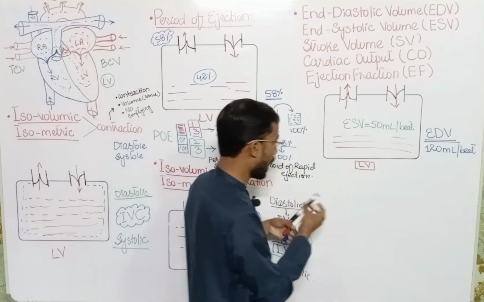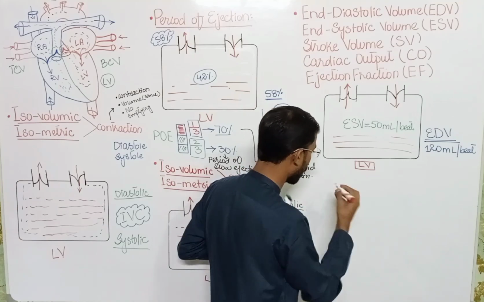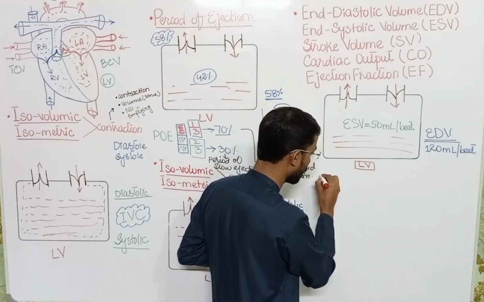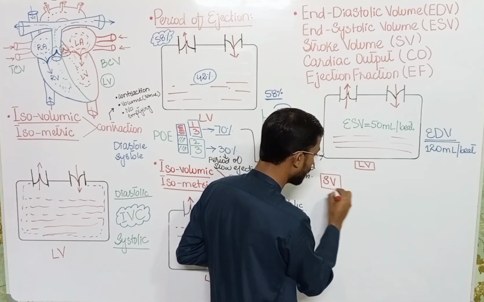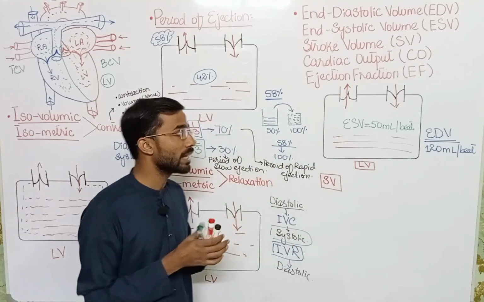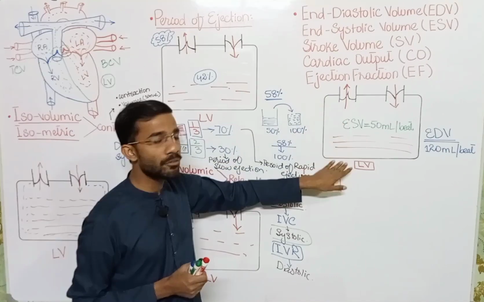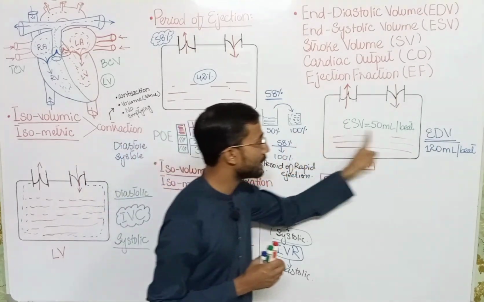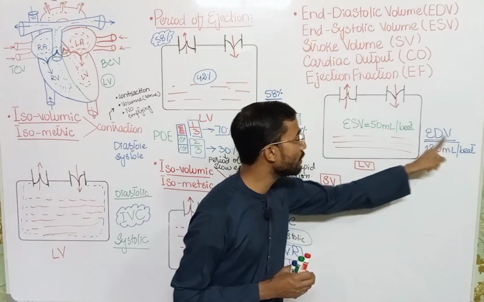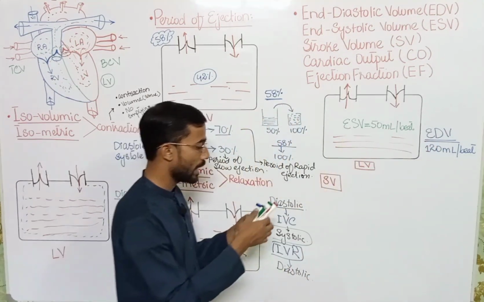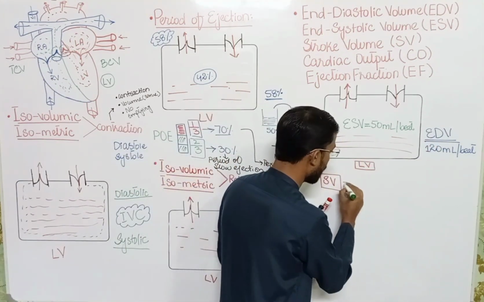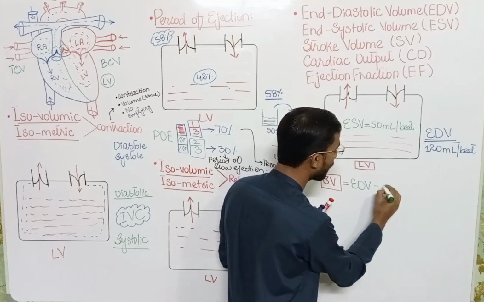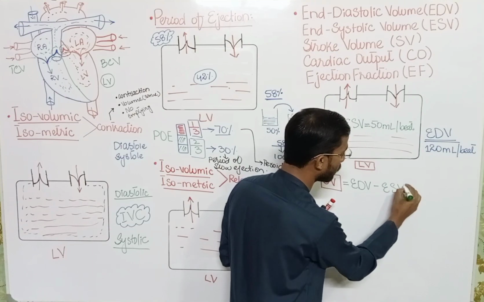So I say that the stroke volume is the volume that is ejecting from the left ventricle in one beat. I can calculate stroke volume from these two, EDV and ESV. So here is the formula: end diastolic volume minus the end systolic volume.